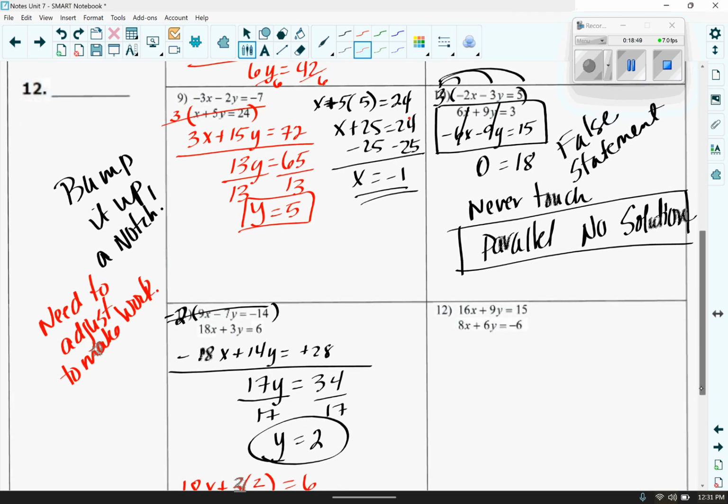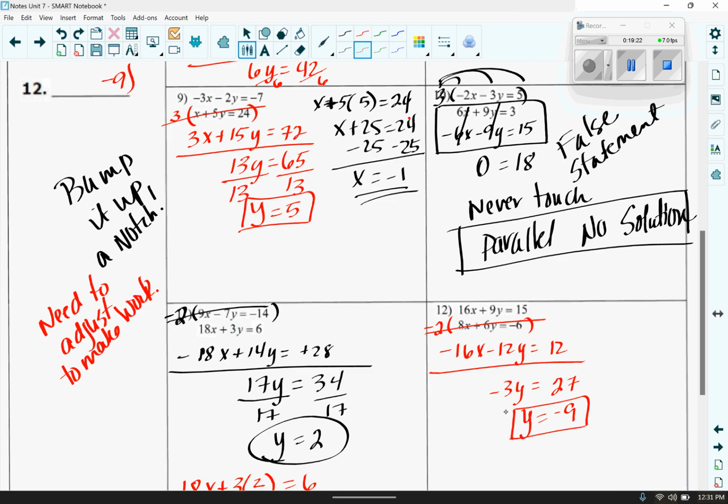And number 12, this one, I'm looking at 16, 8, 9, 6. I'm going to go with my x's, and I'm going to make them exact opposites. So I'm going to multiply this one by a negative 2 because I want opposite signs. So this is going to be negative 16x minus 12y equals 12. Then we're going to combine those, and the x's go away. I get negative 3y equals 27. y equals negative 9, because we divide by negative 3.